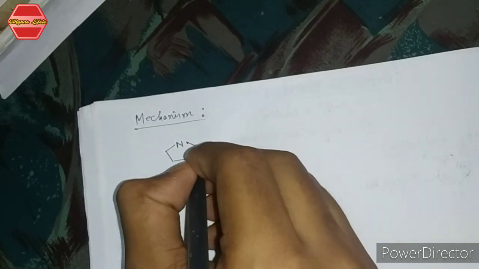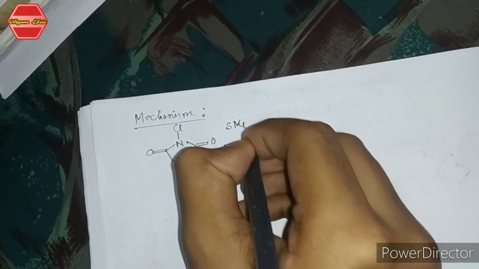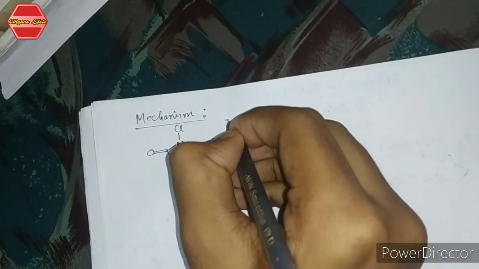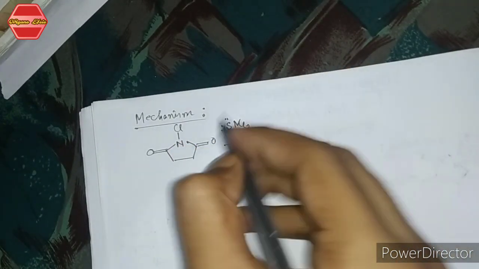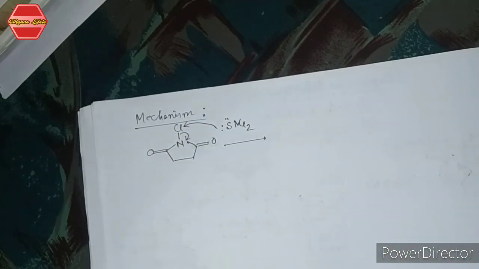Okay, now I am taking into consideration the secondary, 2 degree alcohol. So 2 degree alcohol I am taking here, and this is your N-chlorosuccinimide. Okay, and you have given this Me2S, or Me2S. So sulfur has a lone pair of electrons. It can attack this chlorine atom, and this bond will break here.